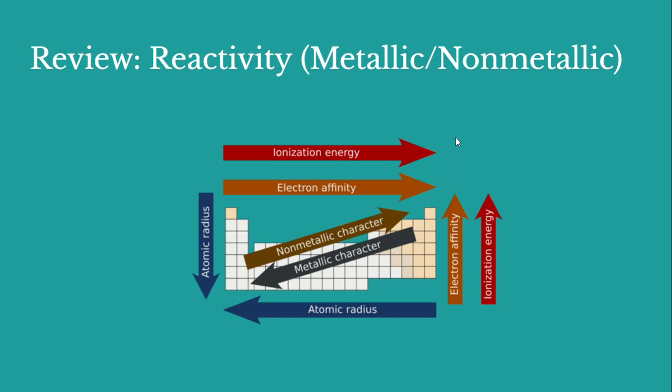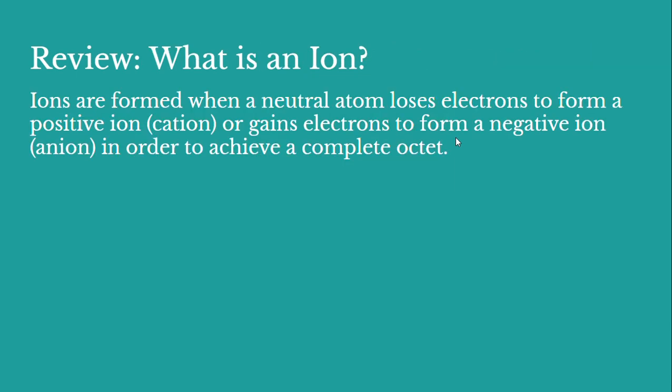You'll notice that metallic character and non-metallic character are opposite of each other. Metallic character increases going down the periodic table and going to the left. Non-metallic character increases going up and to the right.